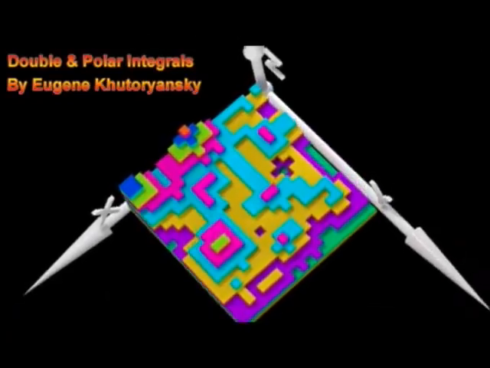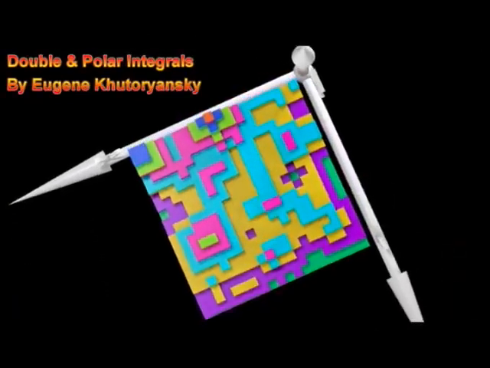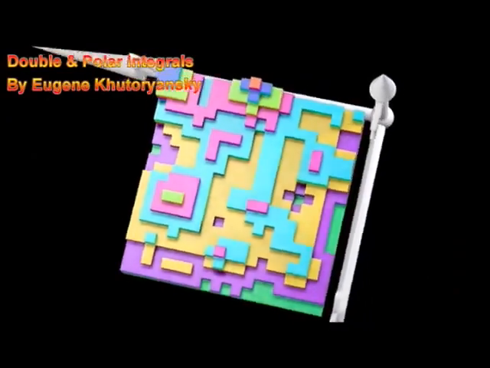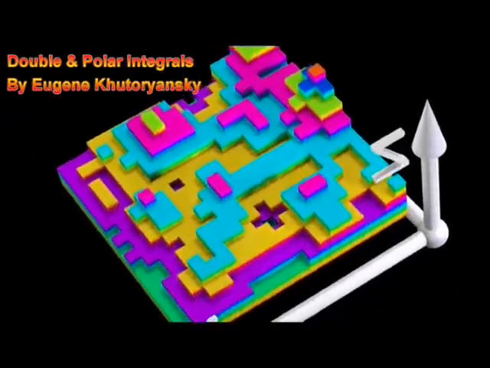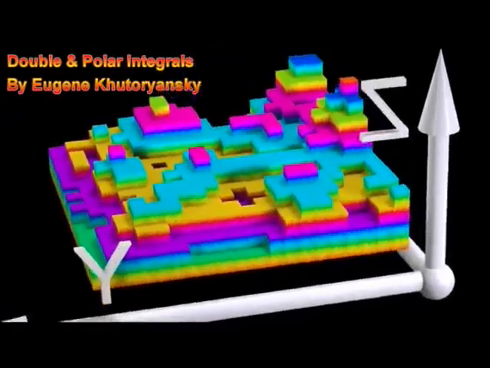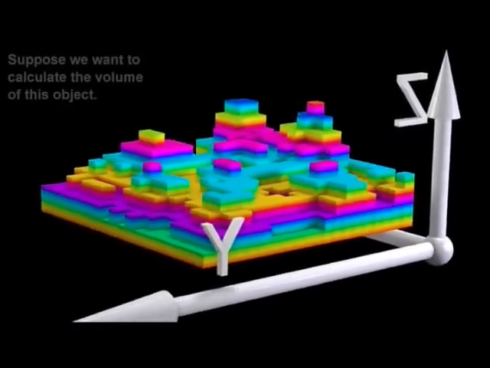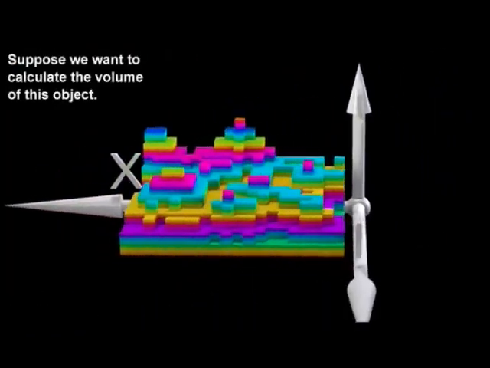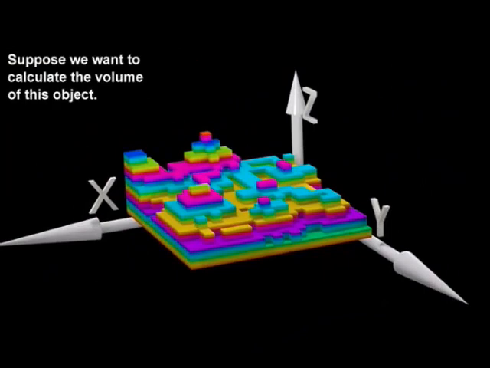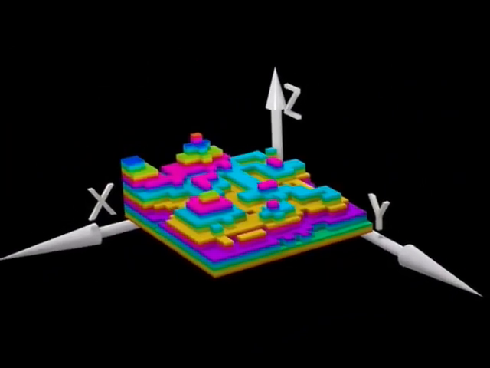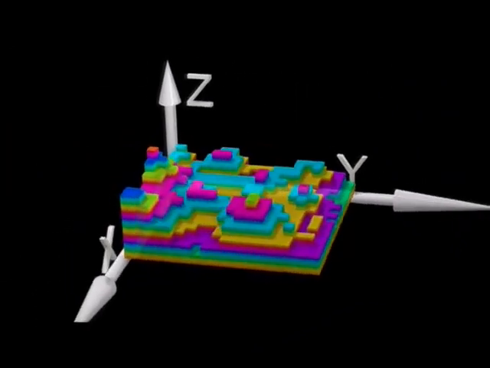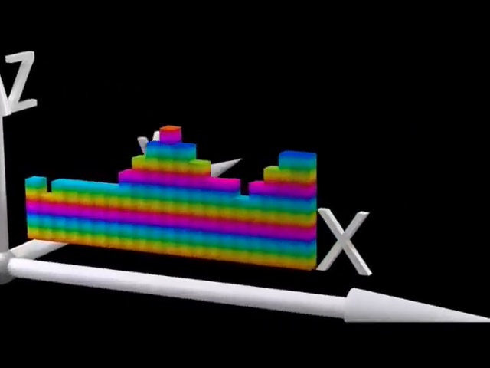Any function can be approximated with rectangles. The smaller the rectangles, the closer the approximation. Suppose we want to calculate the volume of this object. Let's first focus on just one slice of the object.